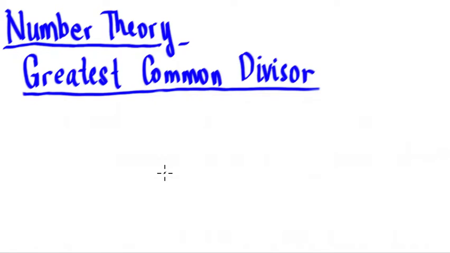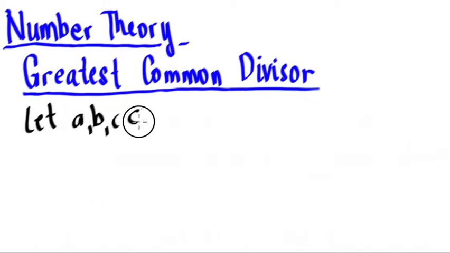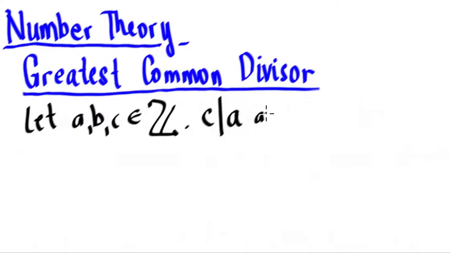Today we have another video for number theory. We're going to talk about the greatest common divisor, commonly known as the GCD. There exists some positive integer which can be a factor of two positive integers a and b. Let a, b, and c be integers, and say c is a factor of a and c is also a factor of b.